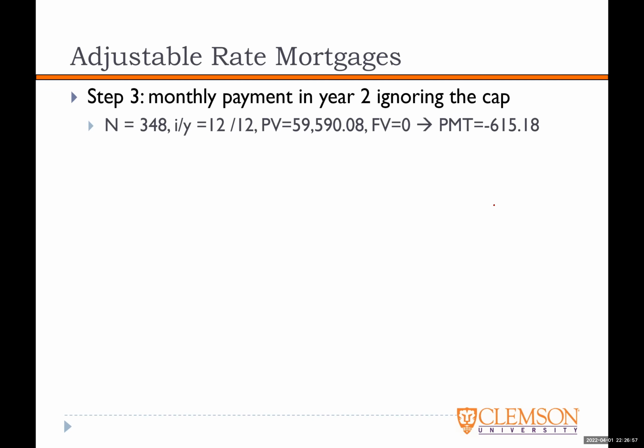So next, you want to calculate the monthly payment in year 2 without a cap. So from the previous step, we know that the end of year 1 balance is $59,590 at the end of year 1. This is also the beginning of year 2 balance. You pretend that you get a mortgage for 29 years.